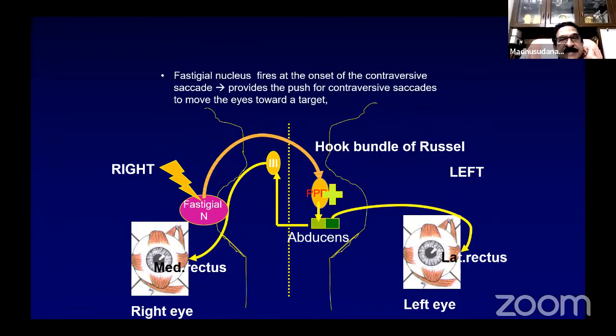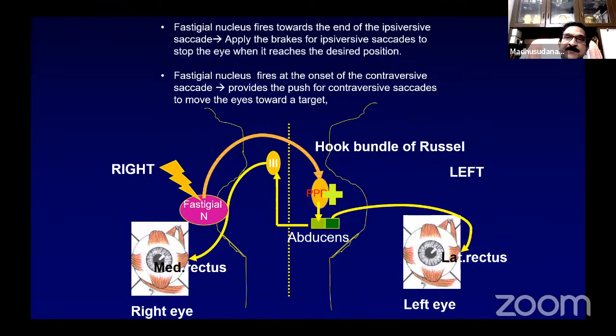So it fires at the onset of the contraversive saccade. Already there is a saccadic command from the frontal cortex. Apart from that, at the onset of the saccade, it fires. Why? It provides an additional push for the saccade to the opposite side. Okay, that's helping the frontal lobe to produce a saccadic movement to the opposite side. Remember, opposite side, not the same side.